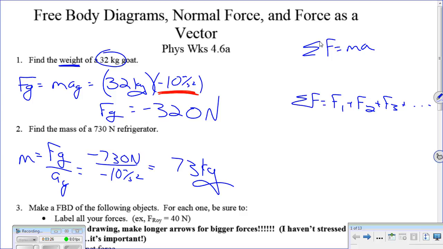So on the rest of this sheet, pretty much every problem is going to begin with you either using the mass to find the force of gravity or using the weight to find the mass. Good? And again, just to emphasize, remember, weight is force of gravity. Same thing. Weight is force of gravity. Questions?